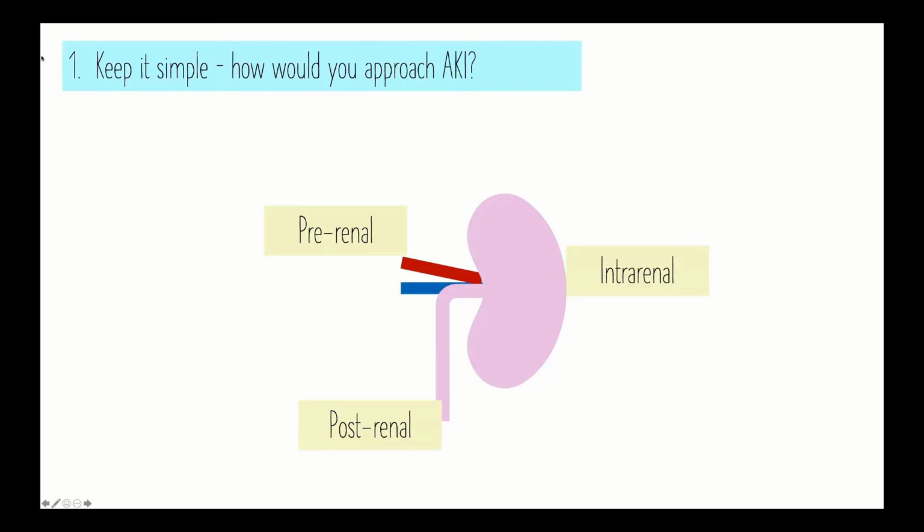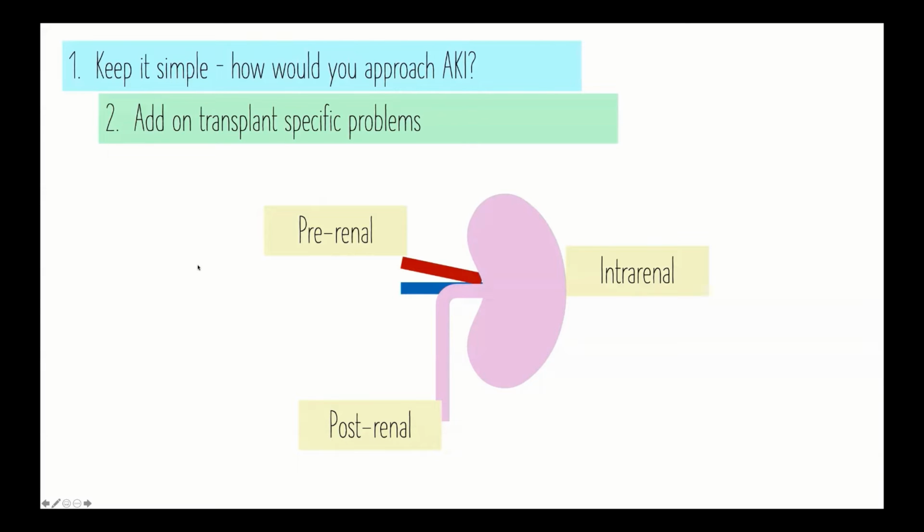Intrarenal, we'll be thinking about if they've had a prolonged pre-renal injury, could this be ATN, acute tubular necrosis? Could there be interstitial nephritis from a drug allergy? Or could there be a glomerulonephritis, either a recurrent GN or a primary de novo GN in this graft? All possible. And then we're going to add on the transplant specific problems.